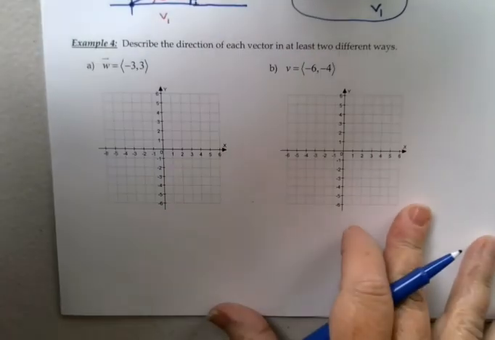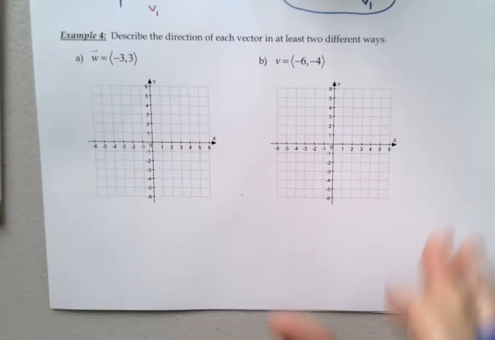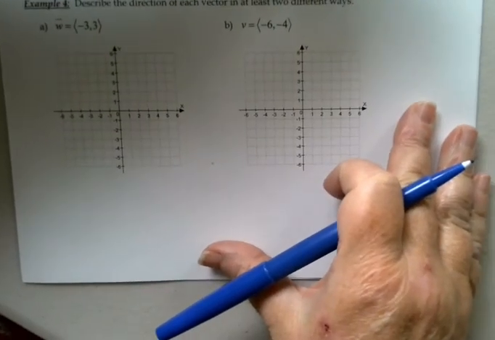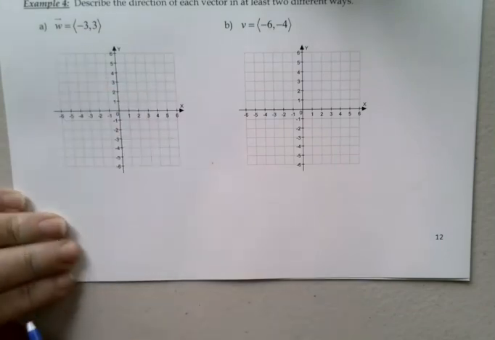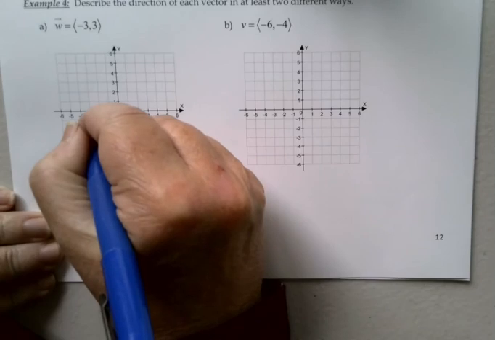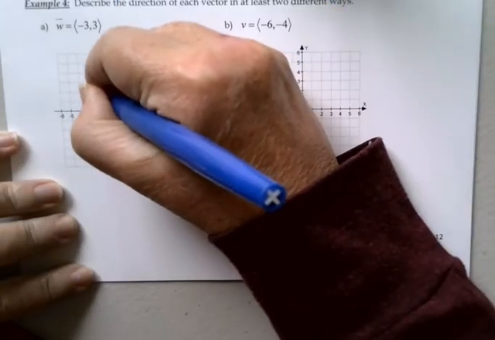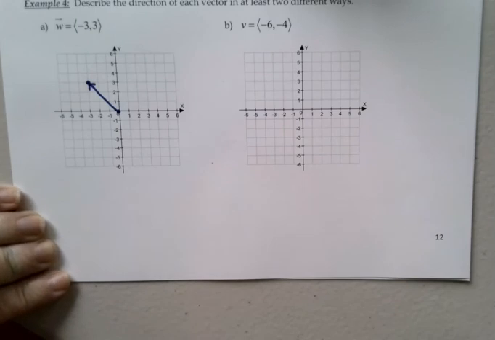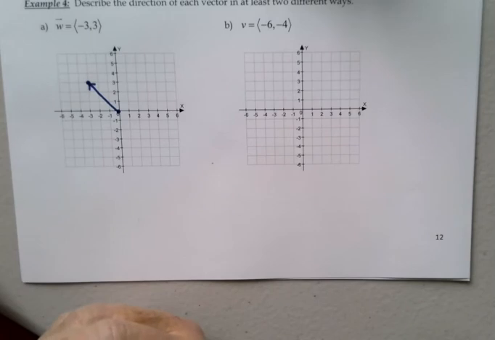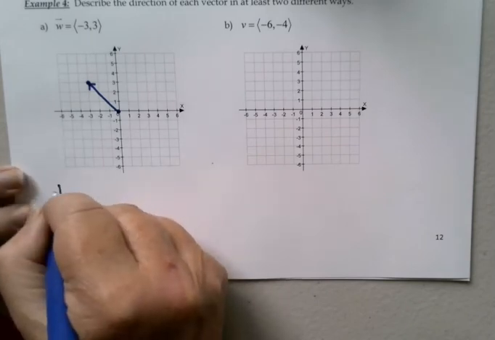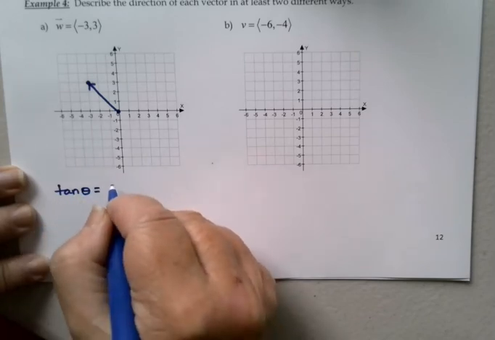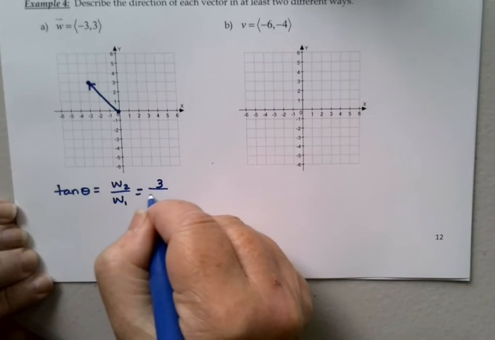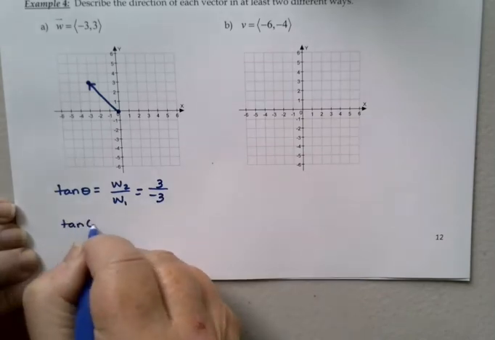All right, let's talk about writing directions for a couple of two-dimensional vectors. My first vector, w, is negative 3, 3. So it looks like that. Standard position. Even though I think we can probably just look at that and see what our angle is, I'd like to go through the process just to show you what can happen. So I would start out by saying the tangent of theta is, in this case, maybe I would say w2 over w1, 3 over negative 3. So the tangent of theta is negative 1.